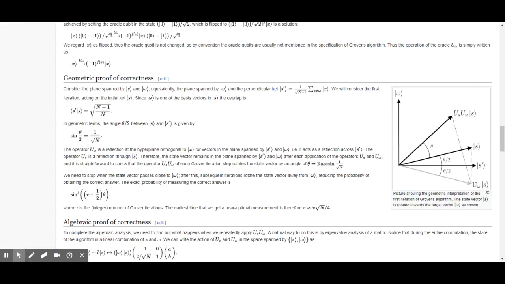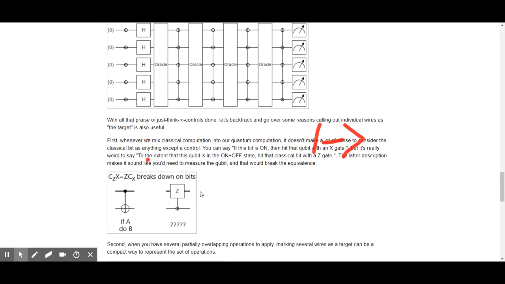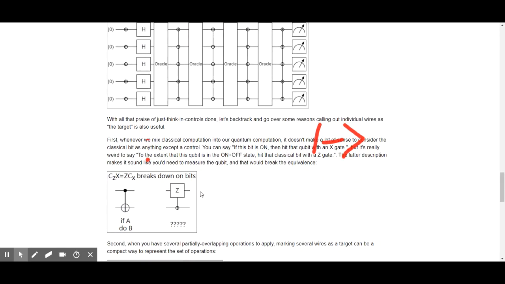I used to have issues with understanding that because for me it made sense mathematically or geometrically, but there was a big gap between reading the circuit and understanding that. So it pushes us to think in terms of the overlap between the solution vector and the diffusion vector, which leads to the elegant rotating-towards-solution interpretation of what Grover's algorithm is doing. Second, it makes the circuit a whole lot more compact.